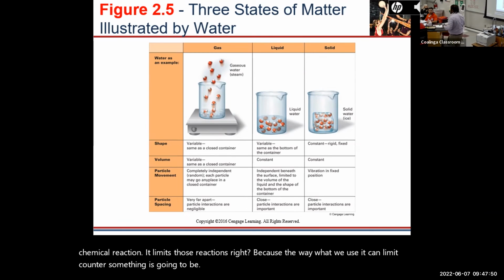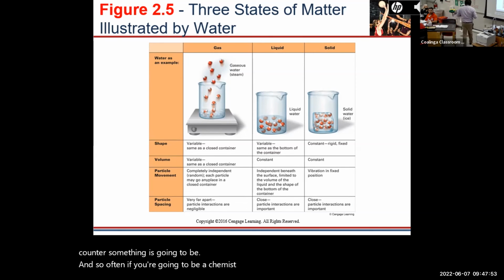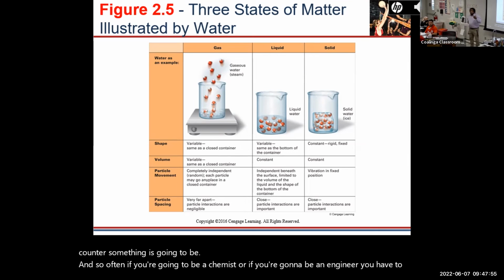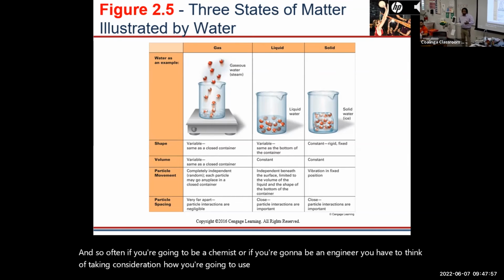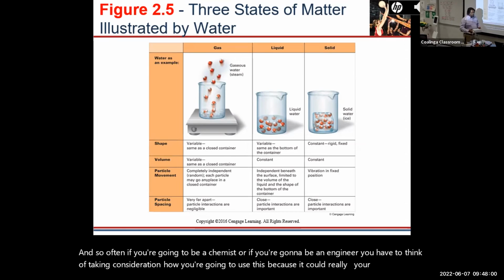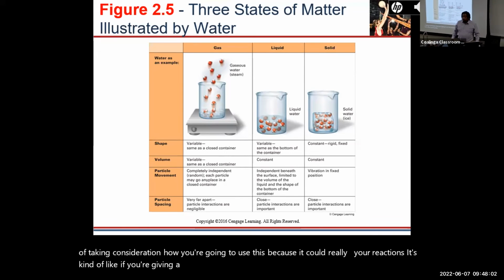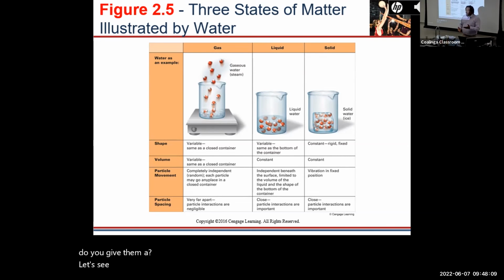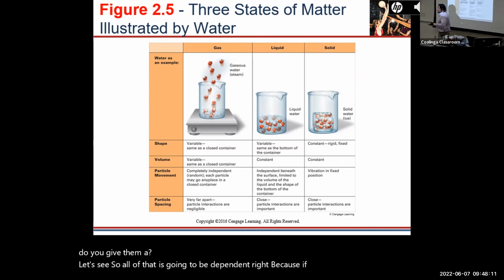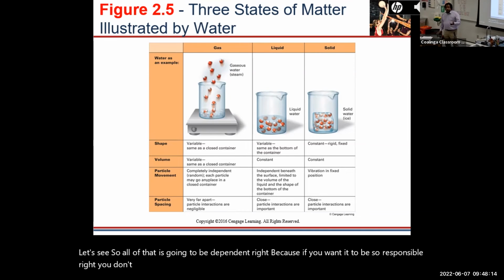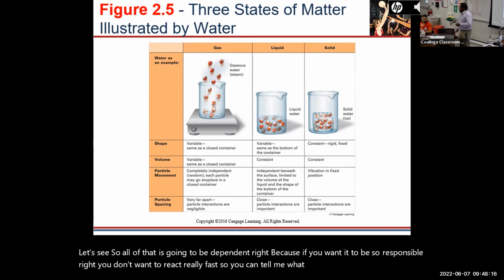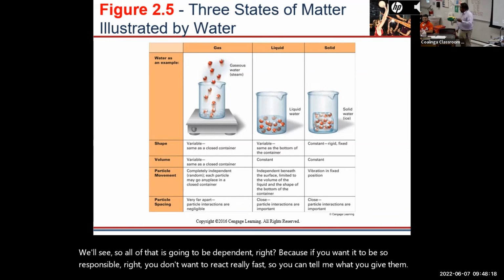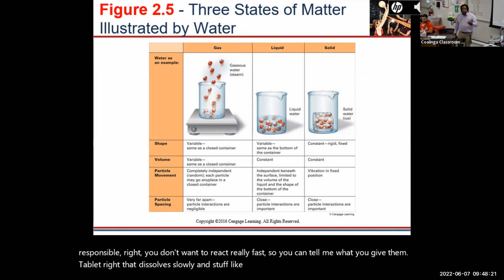And so often, if you're going to be a chemist or an engineer, you have to take into consideration how you're going to use things because it can really mess up your reactions. It's kind of like if you're giving a patient drugs, you give them a tablet, you give them a liquid, or you give them a stimulant. So all of that is going to be dependent, right? Because if you don't want it to react really fast, guess what you're probably going to give them? You're going to give them a hard tablet that dissolves slowly and stuff like that. And so that way it's reacting slowly throughout the body, right?